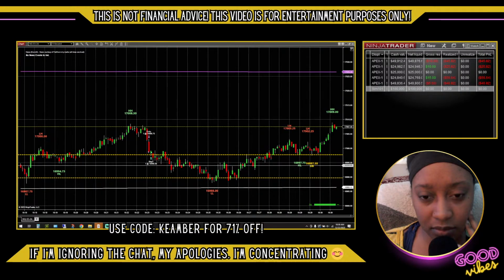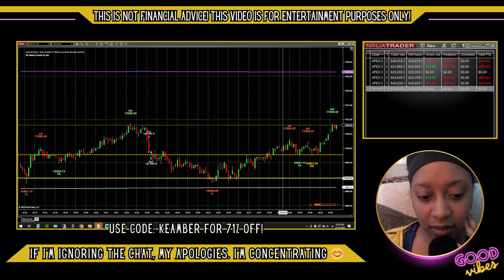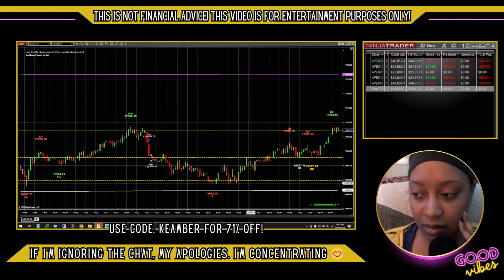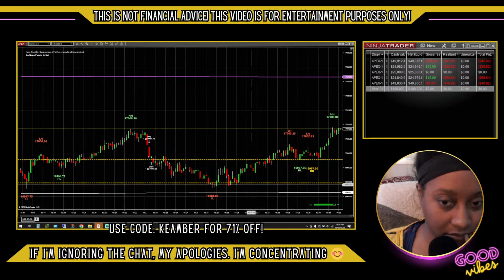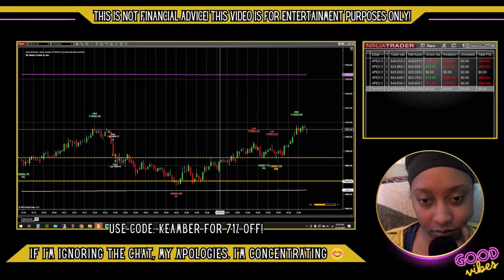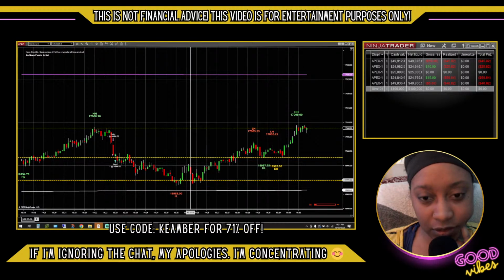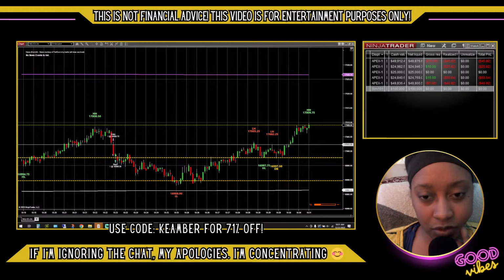I want to get into this sell, but I need the double top to go away because there's a double bottom down here. And I don't like trading when a double bottom and double top are sequential. All right.